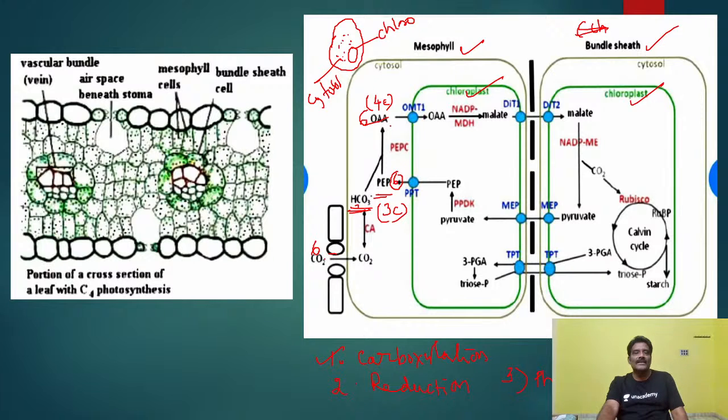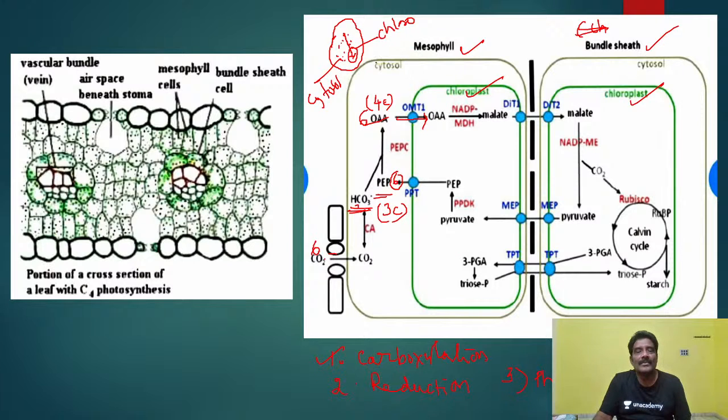And then what happens? This oxaloacetic acid is shifted directly into the chloroplast here. It will enter into the chloroplast.